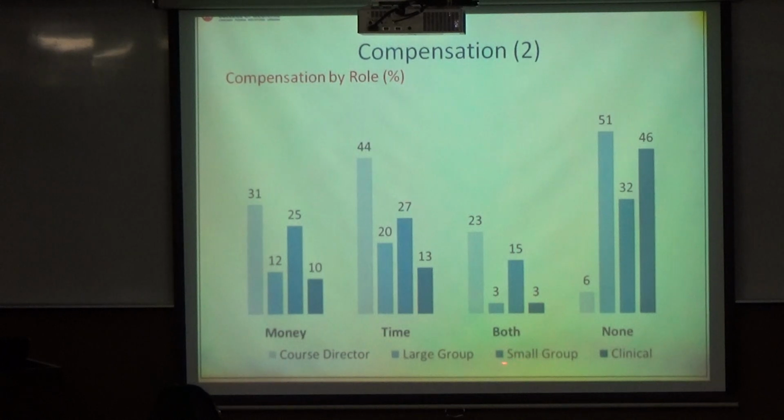But if you do small group facilitating, then you get the money relative to this other group, and time and both as well. I think the people getting the least here are the clinical teachers in the hospital and clinical settings, of whom only 10% are compensated with money or time. And so the clinical educators have to do more work, I would guess, in this context.